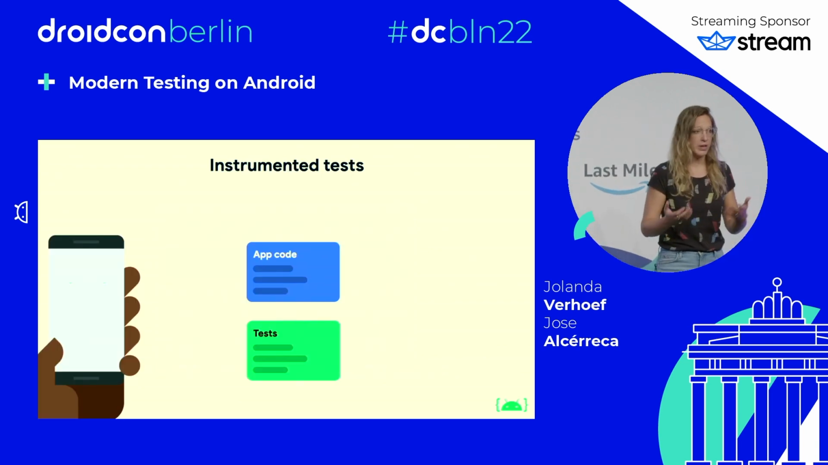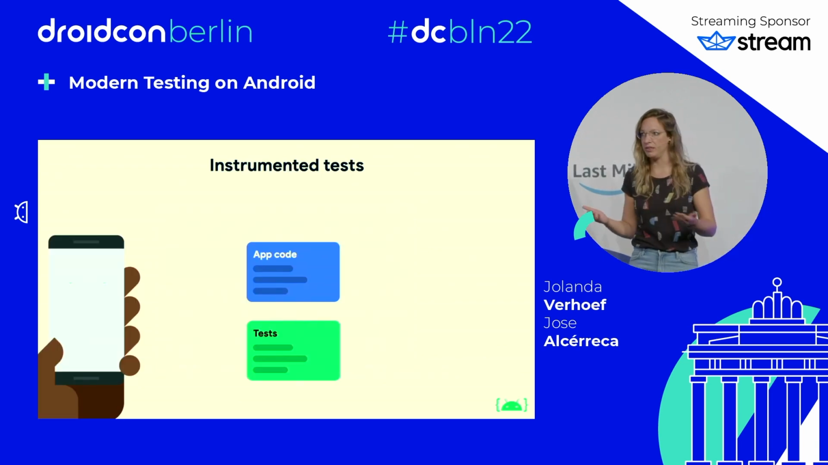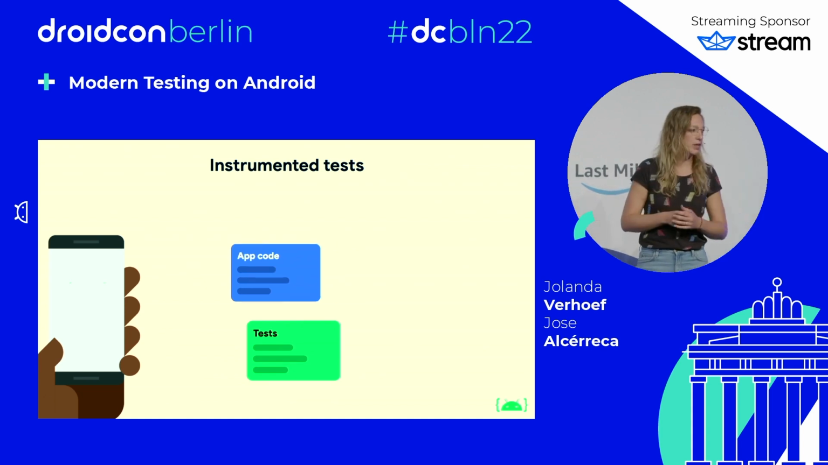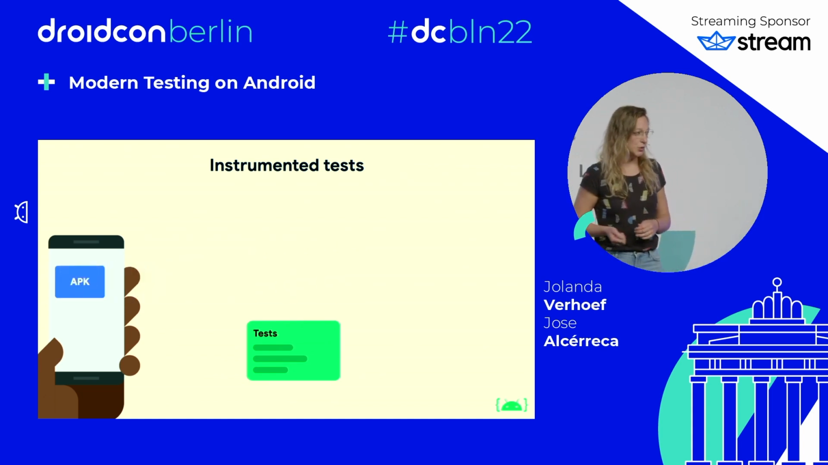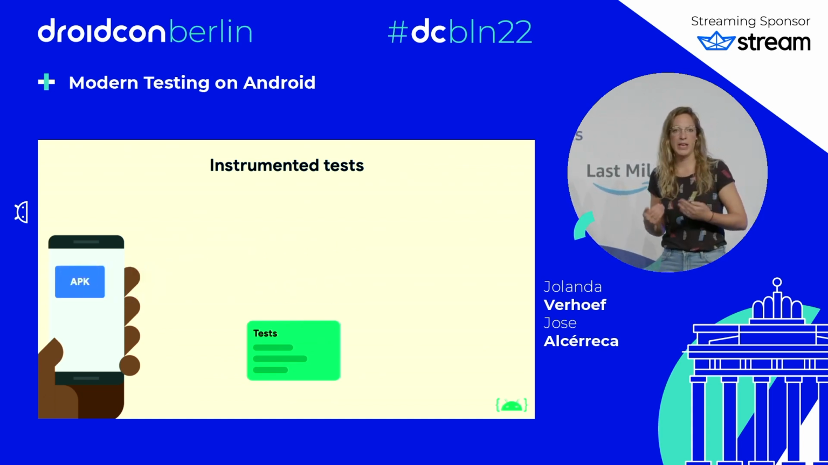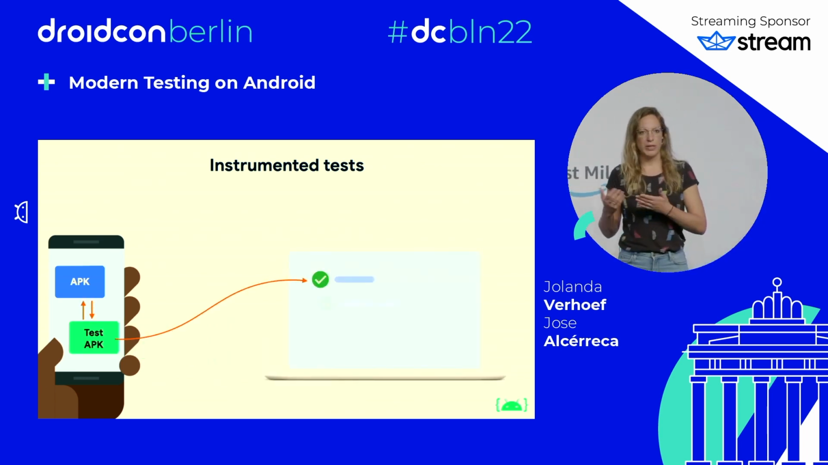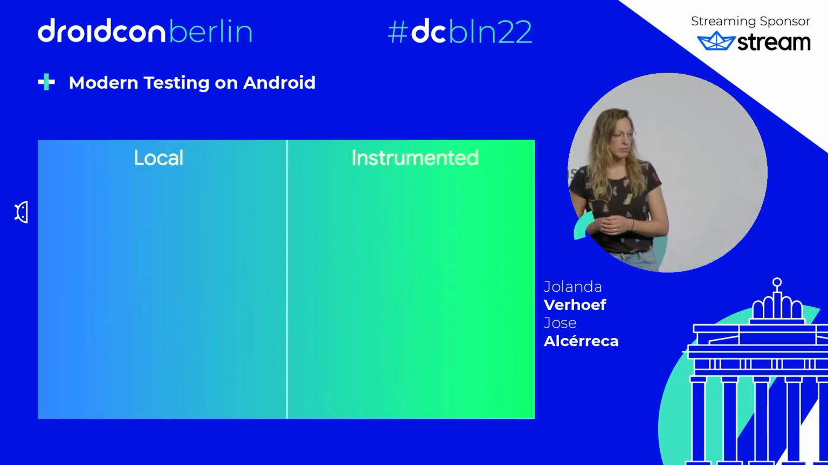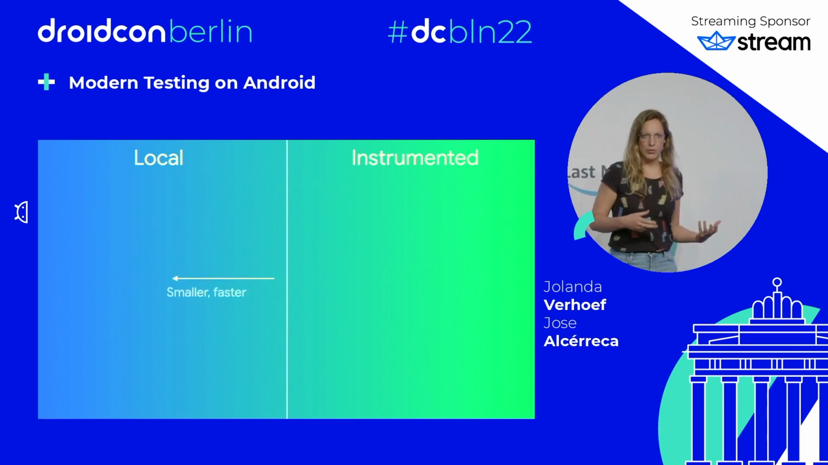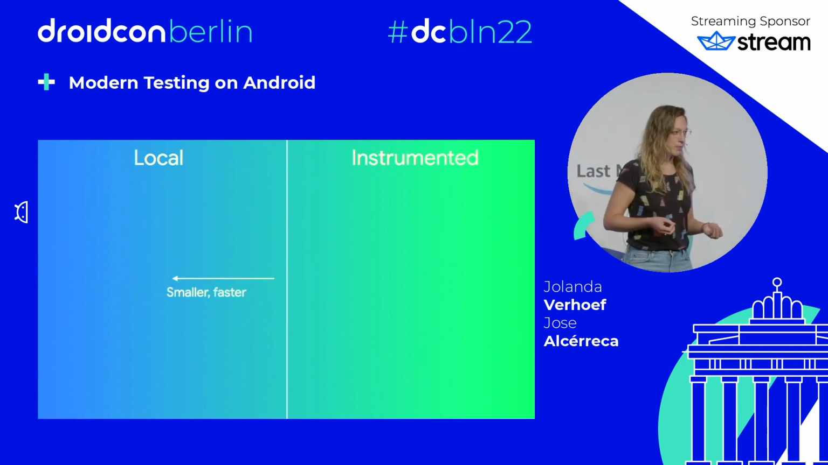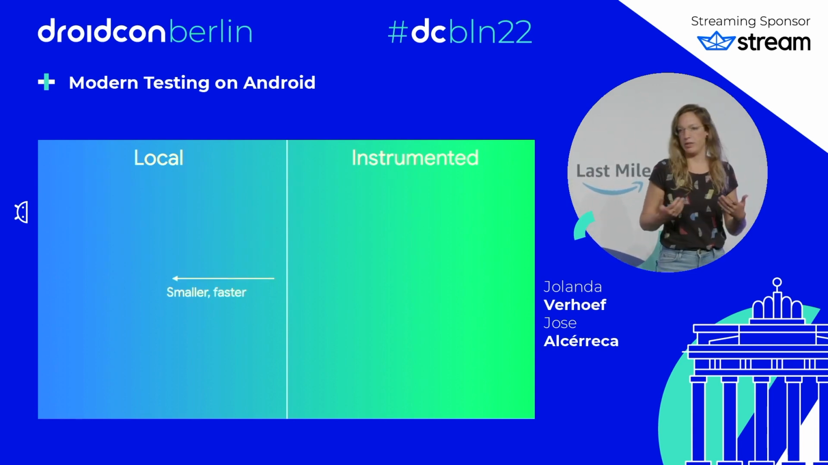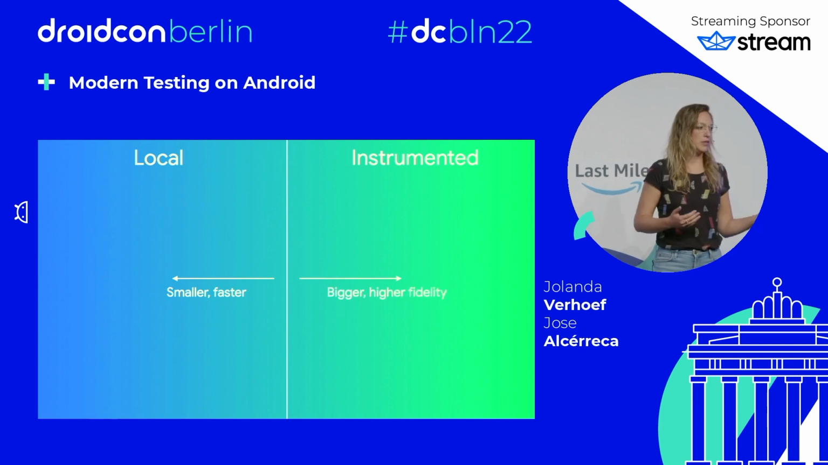In contrast, instrumented tests run on an Android device, either an emulator or a physical device. The app under test is installed, and then a test APK is uploaded, and the test code is run. The results are then communicated back to your developer's machine. Generally speaking, local tests are faster and smaller. They don't have to wait for an emulator or a device to run. In contrast, instrumented tests are bigger and generally slower.